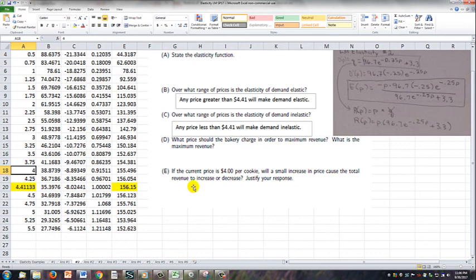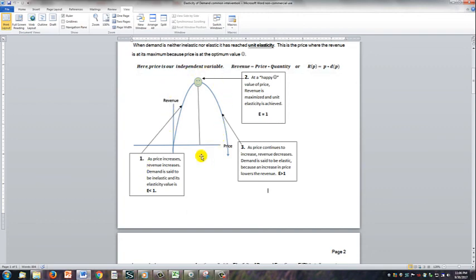And then the next question, if the cookie price is $4 per cookie, will a small increase in price cause the total revenue to increase or decrease? Well, it's less than the perfect price. So if you increase the price at $4, it's going to cause revenue to increase. Remember that quad graph. They're not all going to look perfectly quadratic, but that example here just sort of registers in my brain. When you have some elasticity less than 1, small increases in price are going to cause an increase in revenue till you get to the max revenue and the perfect happy price. Then increases in price is going to cause revenue to go down.